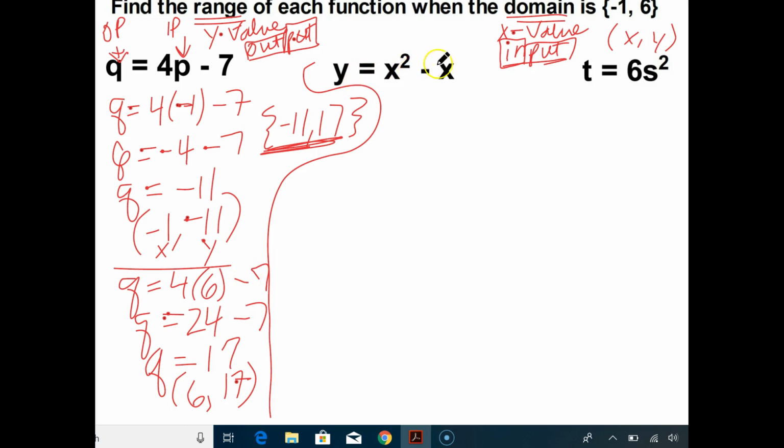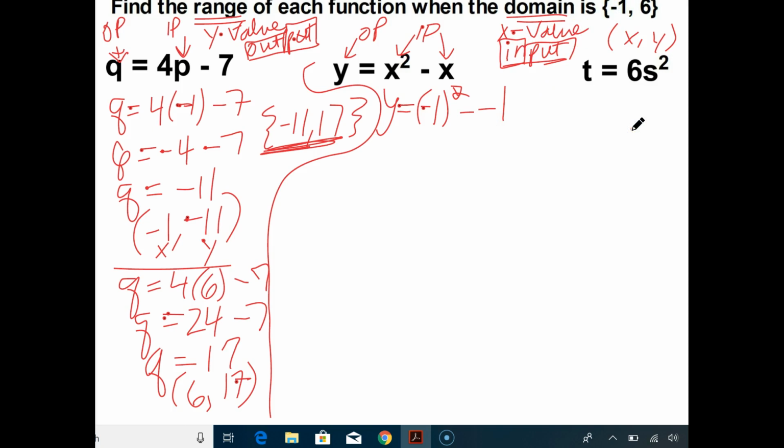Excuse me. So for the next problem, it says y equals x squared minus x. So this is my input, IP. Notice we have 2. This is my output, OP. Put in -1 to put out, let's see. So y is equal to -1 squared minus -1.